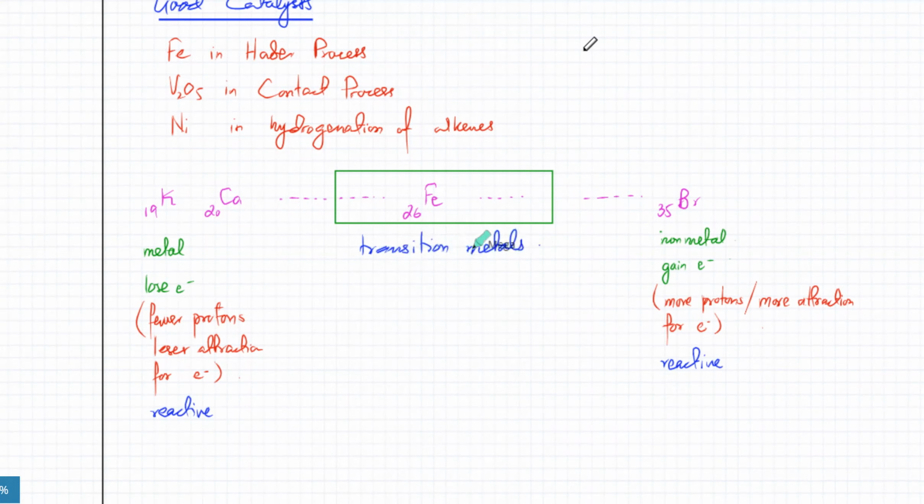Transition metals tend to be unreactive. Basically, they're somewhere in the middle. You move to the right, you've got more protons. So they actually have a very small or lesser tendency to lose electrons.